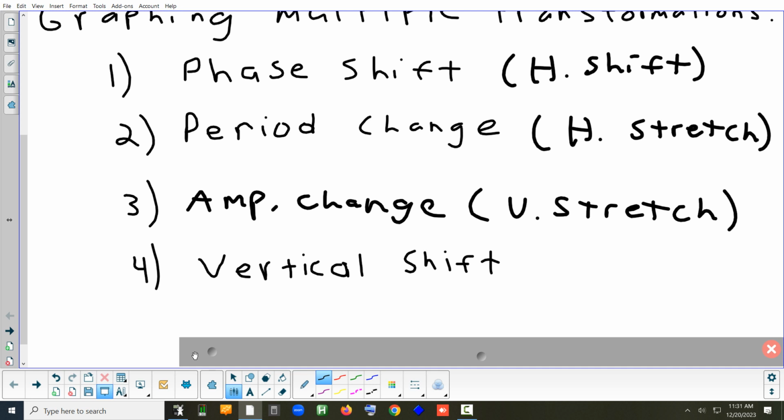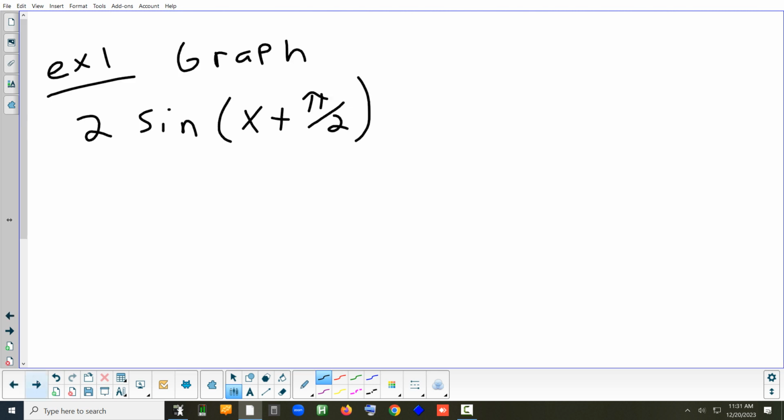Okay, so that's it. When you're doing a problem with multi-transformations, just always do them in that order. Other than that, there's nothing new to really explain.